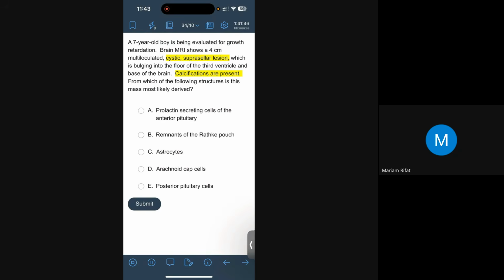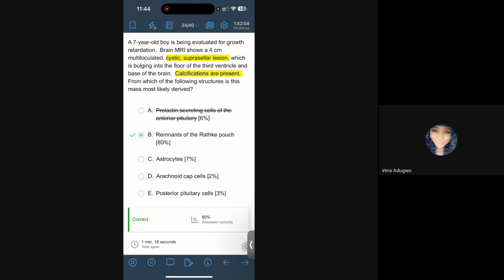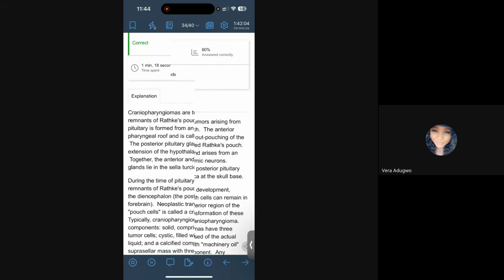What would be the answer in this case? B, Rathke's pouch. Do not confuse this with the pituitary adenoma. That's why A is not the right answer here. In pituitary adenoma, you are not going to see calcification. You are not going to see a cystic mass. It is the remnants of Rathke's pouch.